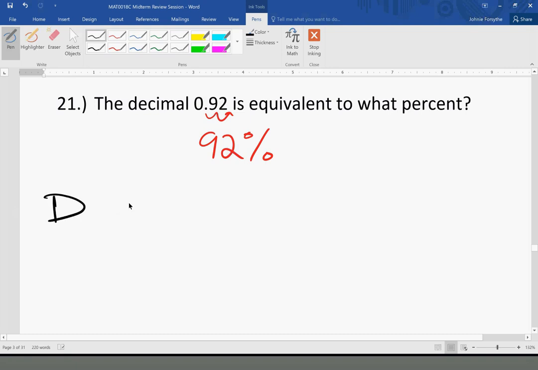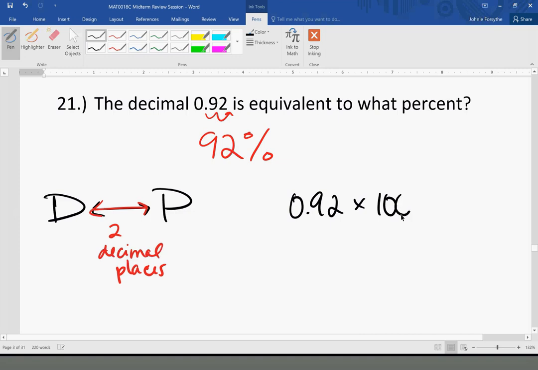The way that I remember that, if you think about it, okay, D and P, decimal percent. D comes before P in the alphabet, right? So if you want to go from a decimal to a percent, you move 2 decimal places to the right to get a percent. If you want to go from percent to a decimal, you go 2 decimal places to the left. Another way you could go about that is by taking that 0.92 and multiplying it by 100. That will give you the equivalent percent. And so 0.92 times 100 equals 92. So that's why it would be 92%.